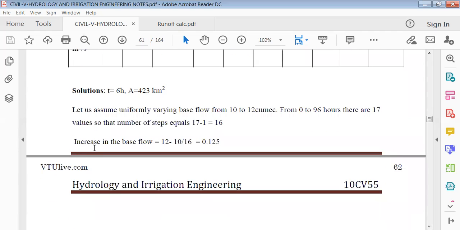Okay, so now the increase in the base flow. The increase in the base flow is 0.125. Simplify this, you'll get 0.125.